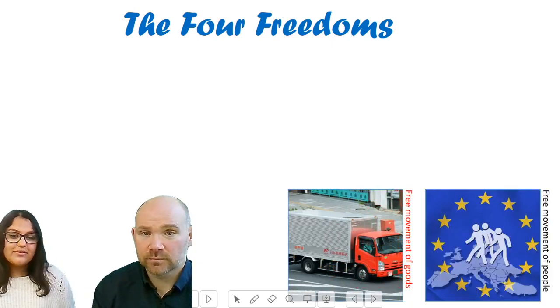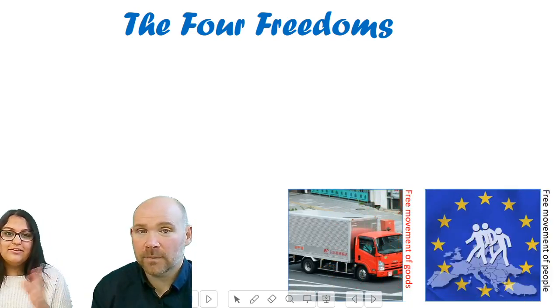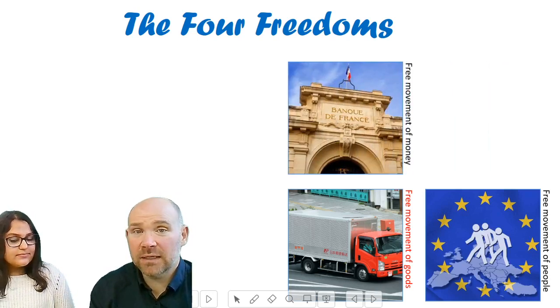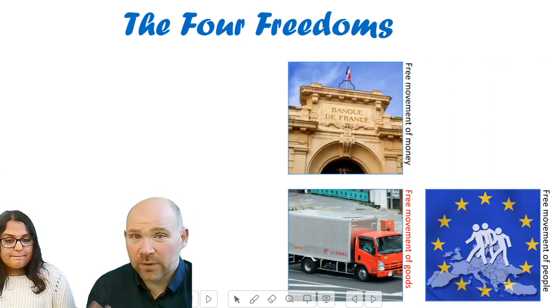Free movement of goods. So if you make goods in this country, or if it's made in another country, you can go to that country, or they can come to us without any border control. So it's just easier for goods to be moved back and forth. It's one of the things that might change when we leave the EU, about how we can move goods around.